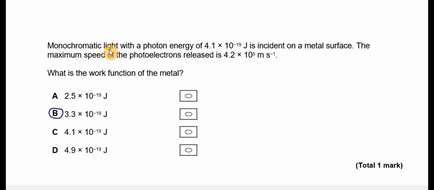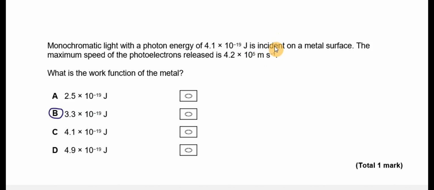So, monochromatic light with a photon energy of 4.1 times 10 to the minus 19 joules is incident on a metal surface. The maximum speed of the photoelectrons released is 4.2 times 10 to the 5 meters per second.